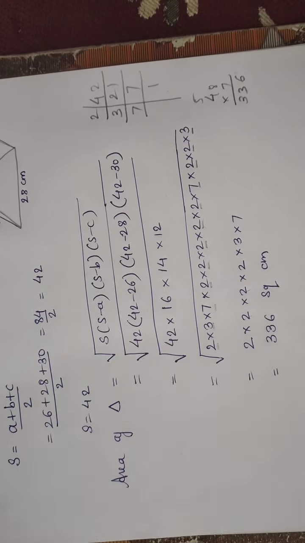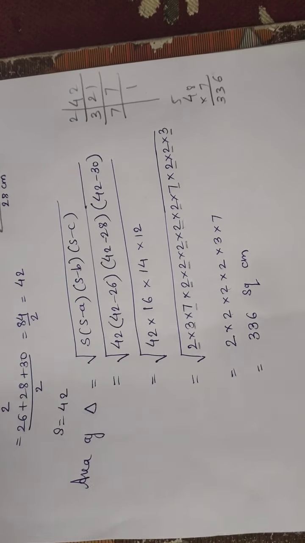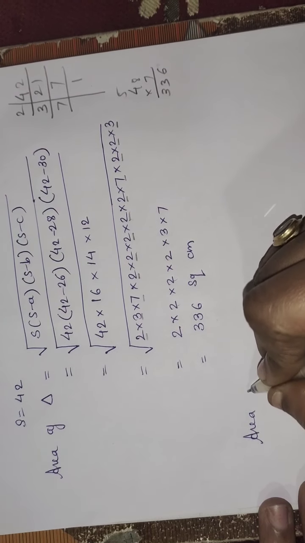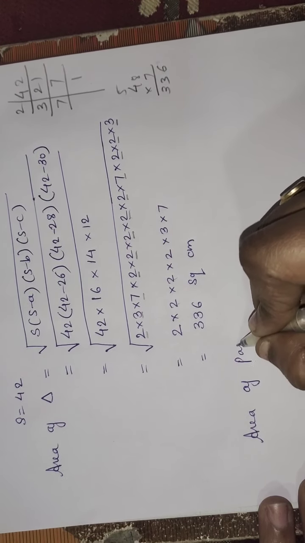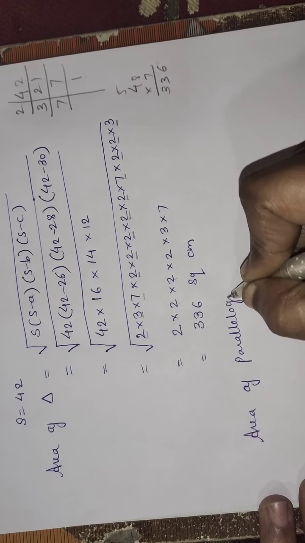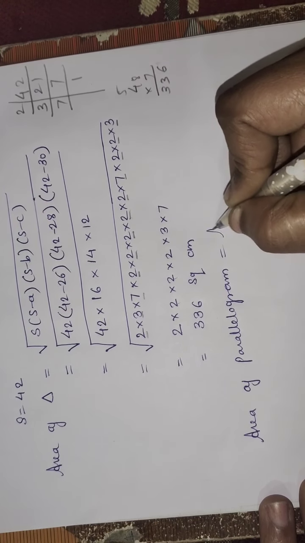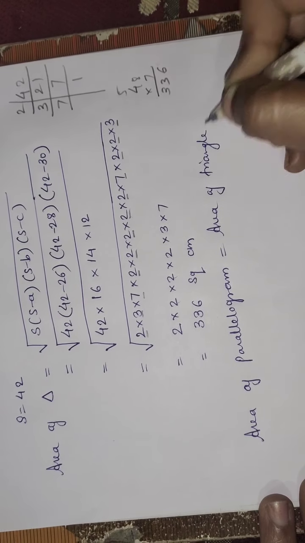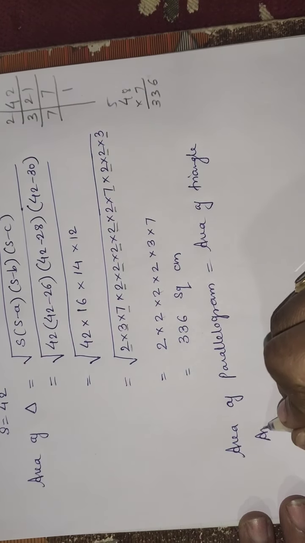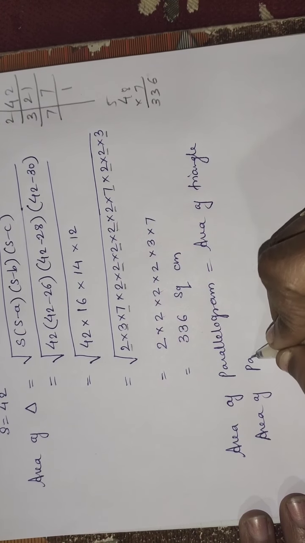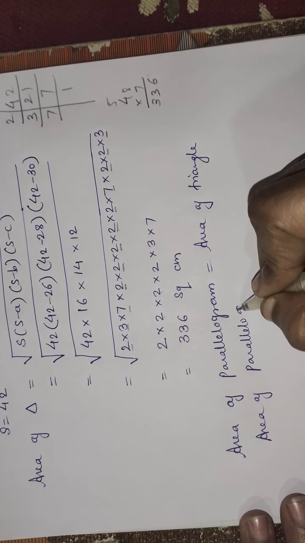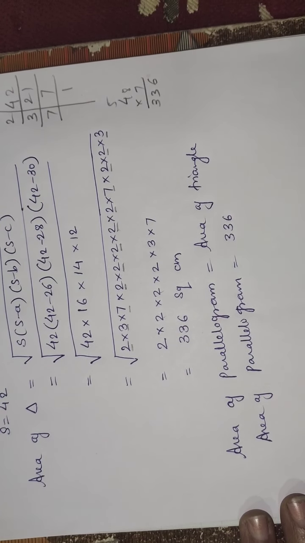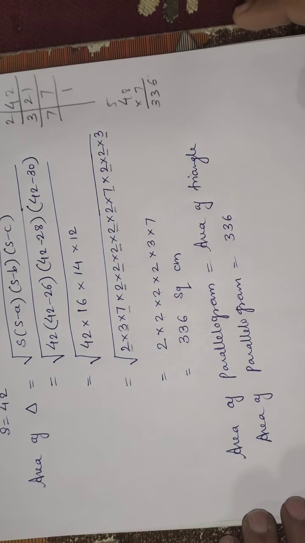Now it's given in the question that the area of the triangle is equal to the area of the parallelogram. It is clearly given in the question. So in this way, the area of the parallelogram will be 336, because the area of the triangle is equal to the area of the parallelogram.